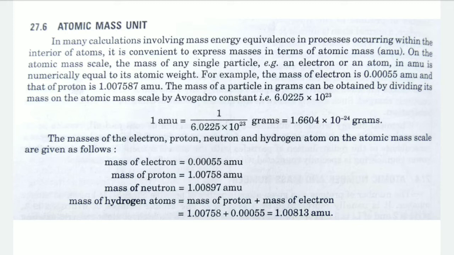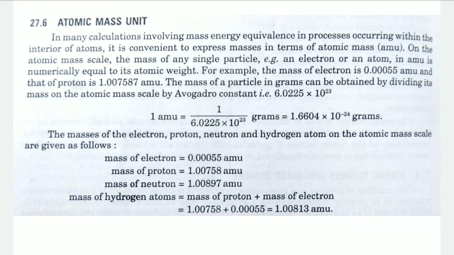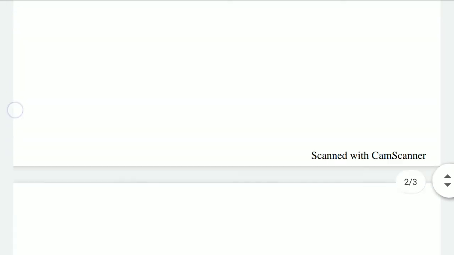For example, the mass of the electron is 0.00055 AMU, and that of the proton is 1.007587. These are the numbers in AMU. The mass of a particle in grams can be obtained by dividing its mass on the atomic mass scale by the Avogadro constant, that is 6.0025 multiplied by 10 to the power 23. So 1 AMU is 1.6004 times 10 to the power minus 24 grams. Other terms are given here. Moving forward, we will now see the rate of decay.